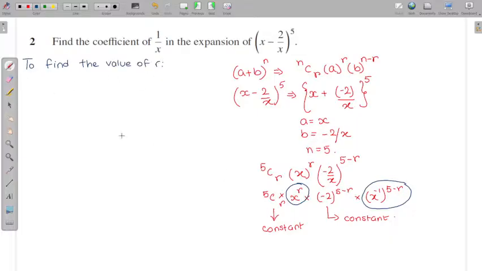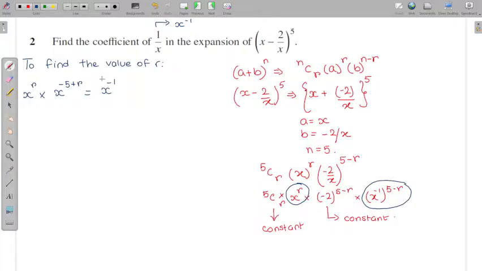So first term is this, which is x to the power r, into this one, which is x to the power minus 1 into this, will give us minus 5 plus r, and that is equal to the x term whose coefficient we have to find out. So here they have given, we have to find out the coefficient of 1 over x. So this can be written as x to the power minus 1. So now we can write x to the power minus 1 out here.